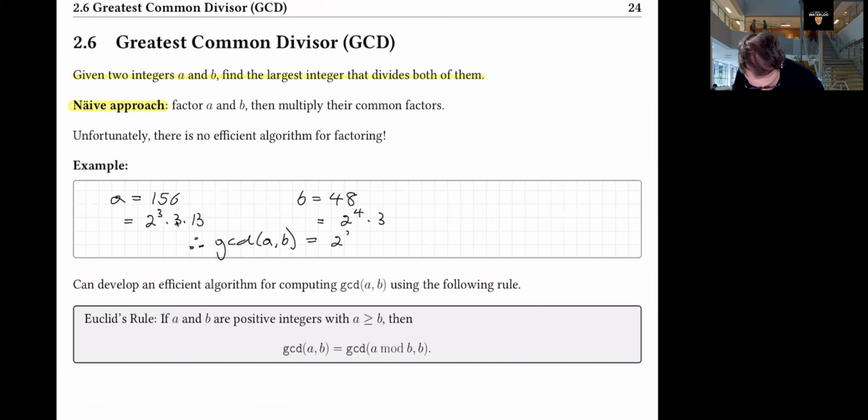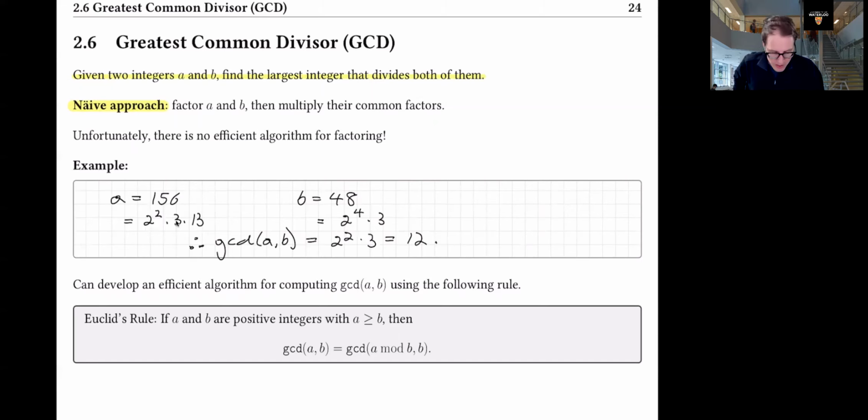So it's 2 cubed times, or sorry, this should be squared, right? 2 squared is 4 times 3 is 12 times 13. That gives you 156. And then here, 2 squared times 3, which is 4 times 3, that's 12. So the greatest common divisor of 156 and 48 is 12.